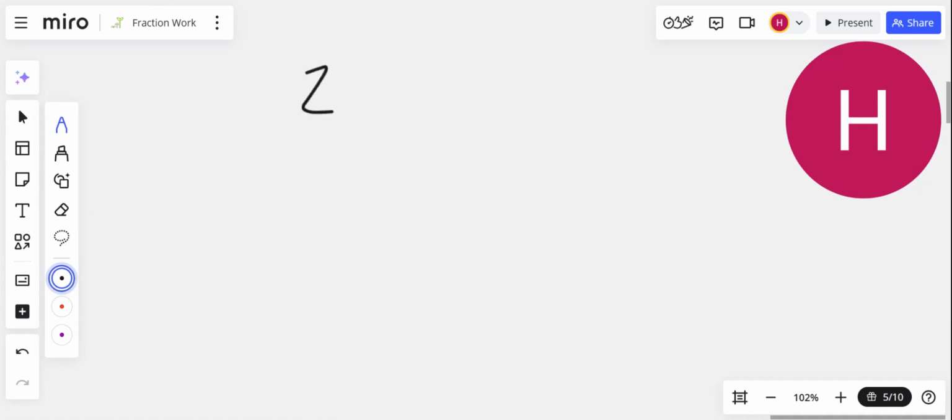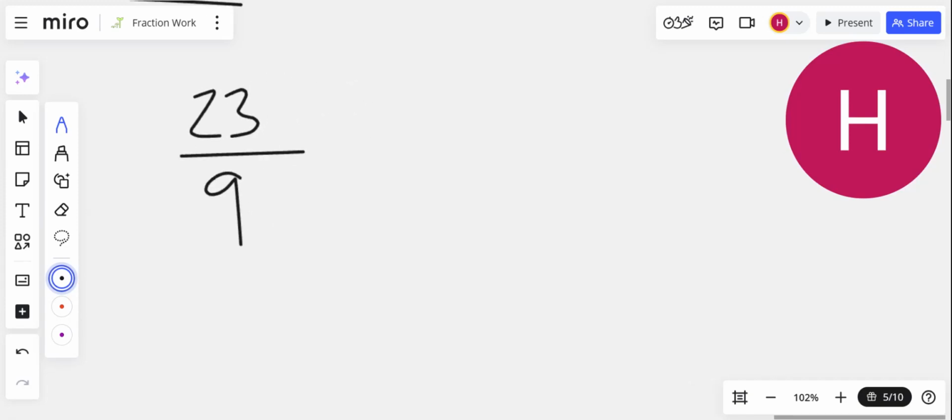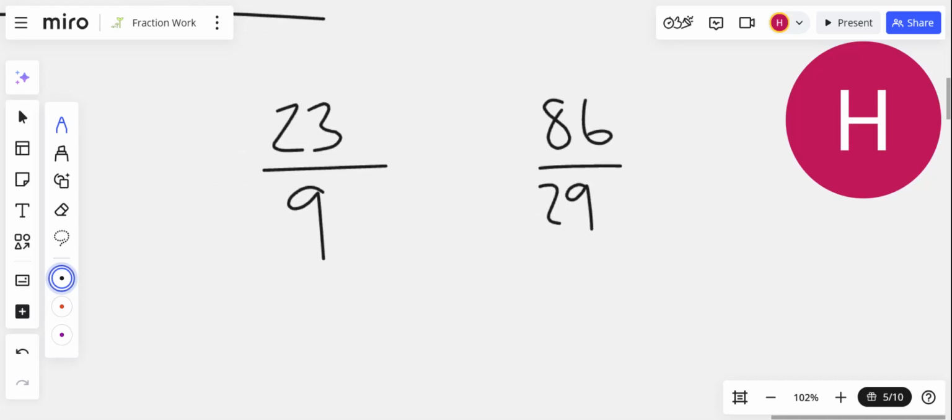Let's say 23 over 9 compared to 29 over 86. Oh, wait, no. I meant to say 29 over 86. Yeah. So what do you think? Which one is bigger? You could take a guess. Go ahead and take a guess.